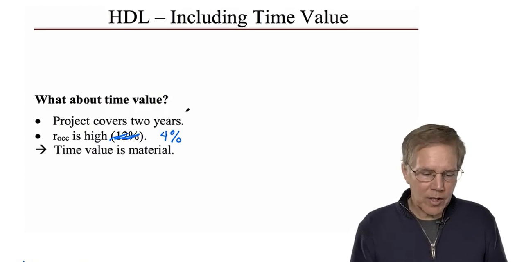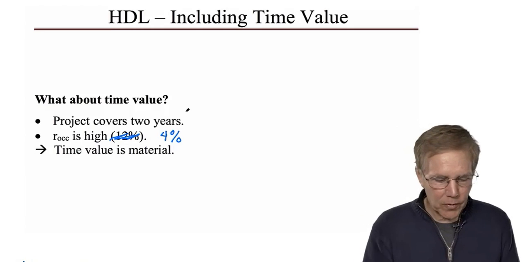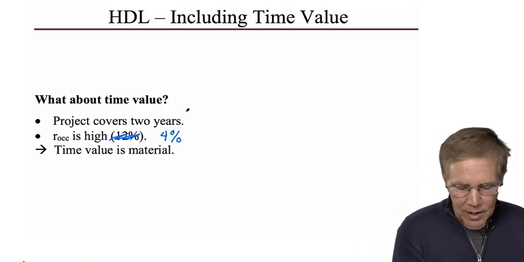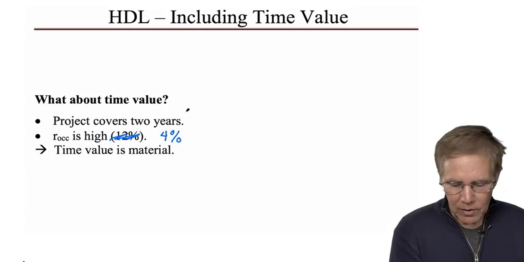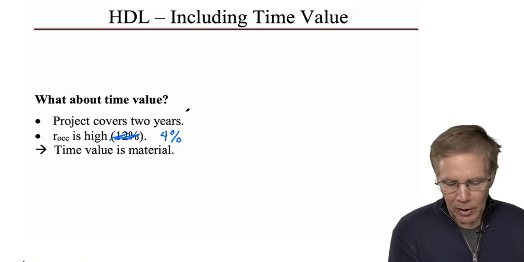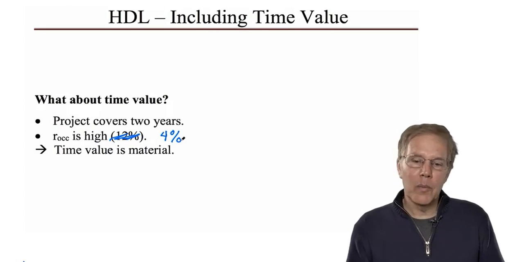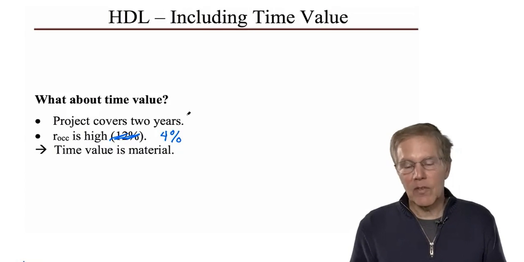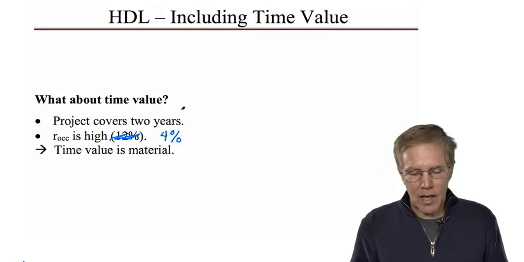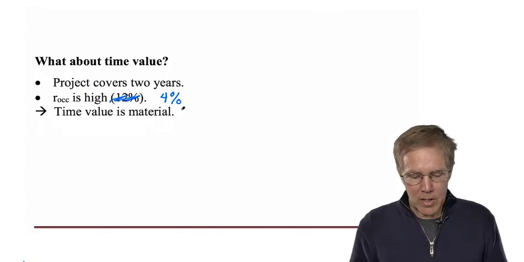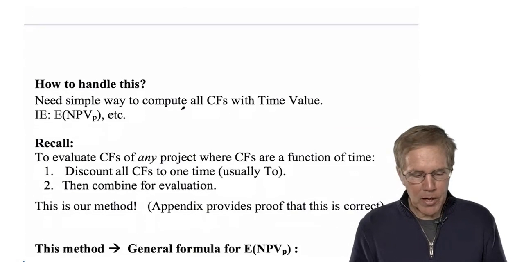So why do we want to consider time value? Well, the project goes over 4 years. As we say, the ROCC is high. I would say anything above 0 is high and worth considering at 4%. And so time value, I think, is going to make a difference. And let's go through and check this out with time value and see about that.